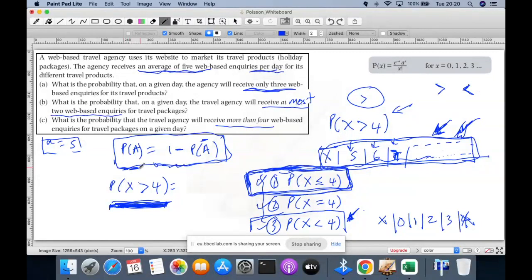So using the same complementary rule that I've boxed, this is the left side of the equation. It's 1 minus its opposite, which is the probability of x less than or equal to 4.